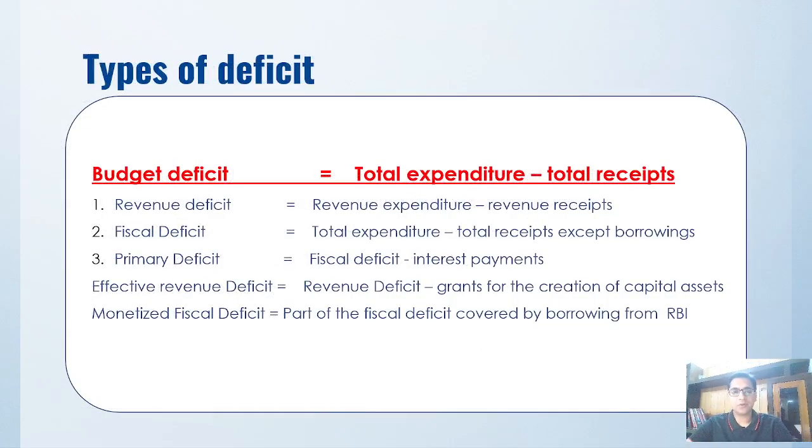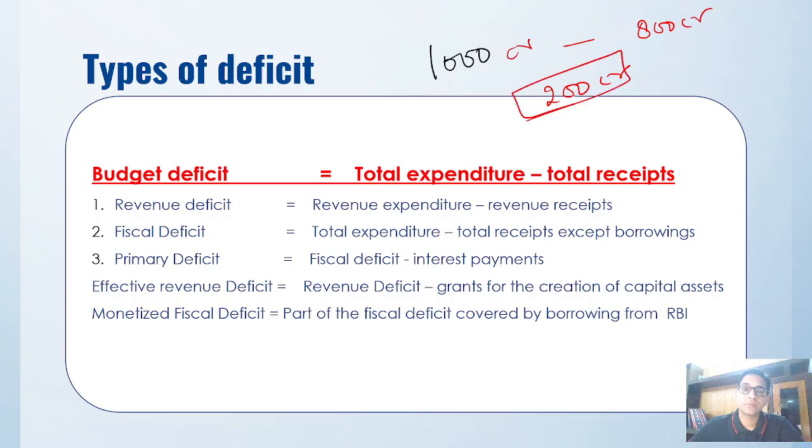Now we are coming to one of the most important topics: deficits. What are the deficits? Budget deficit is the major big word. Budget deficit means you have an expenditure of 1000 crore, but your receipts are only 800 crore. So you have a budget deficit of 200 crore. Okay, total expenditure minus total receipts.